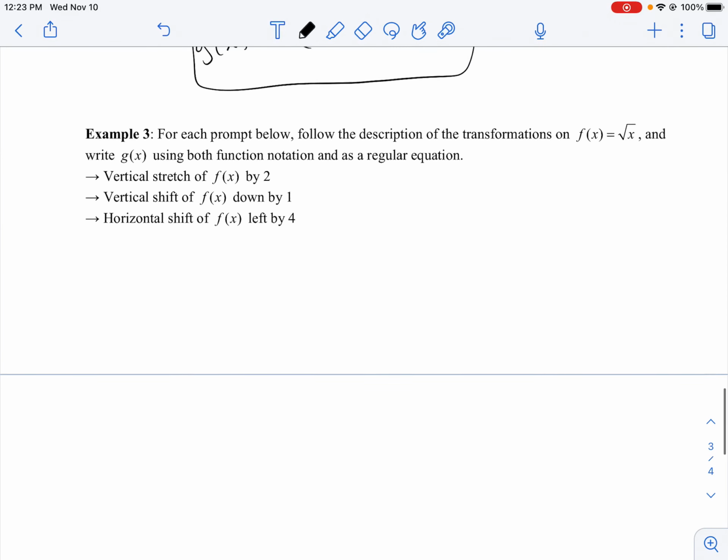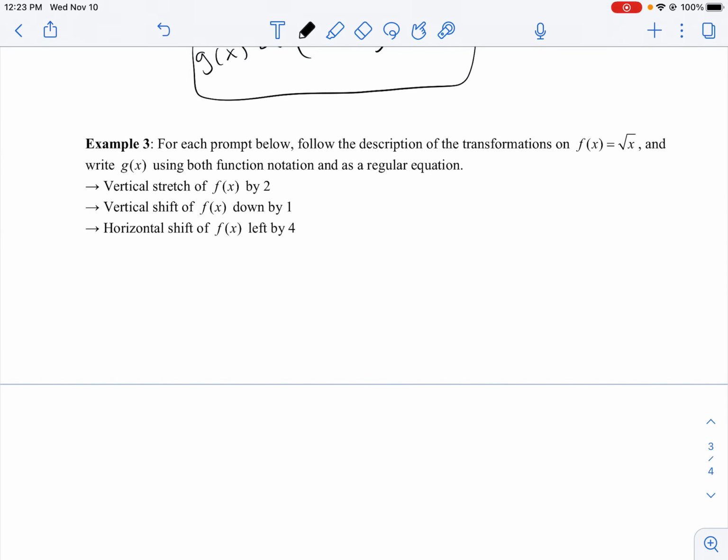Alright, last but not least, for each prompt below, follow the description of the transformations. f of x equals the square root of x, and write g of x using function notation as reading. Using both function notation and as a regular equation. So what this says, and let me make up for my butchered wording, is we're writing two things now. You're writing both function notation and the actual equation.